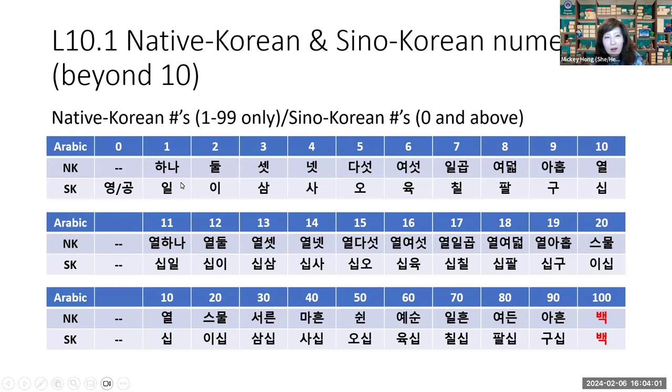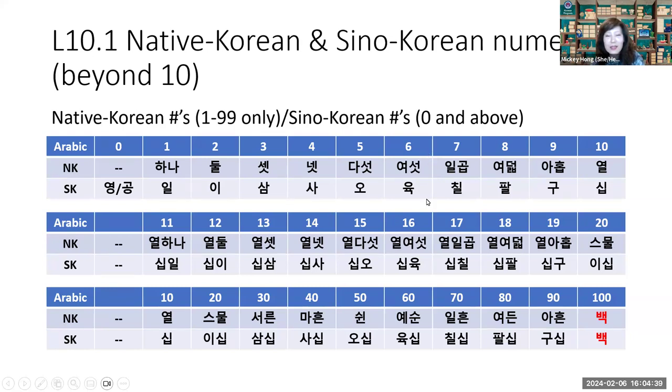Native Korean numbers are 하나, 둘, 셋, 넷, 다섯, 여섯, 일곱, 여덟, 아홉, 열. And as promised, 2 is 둘, which does not sound anything like 스물, 20 in native Korean number. 셋 is 3, 서른 is 30. Okay, close enough. And 4 and 40 do not sound like each other at all. 넷 is 4, 마흔 is 40. 다섯 is 5, and 50 in native Korean number is 쉰.